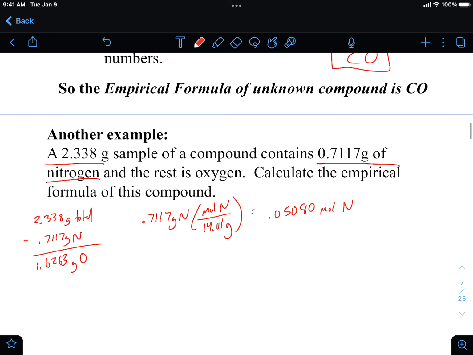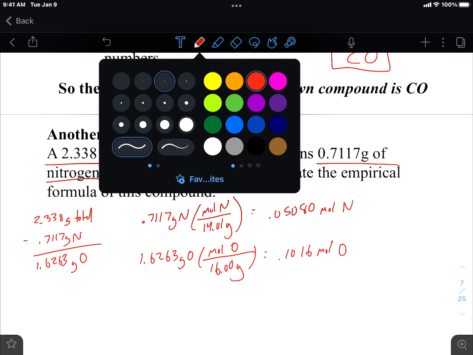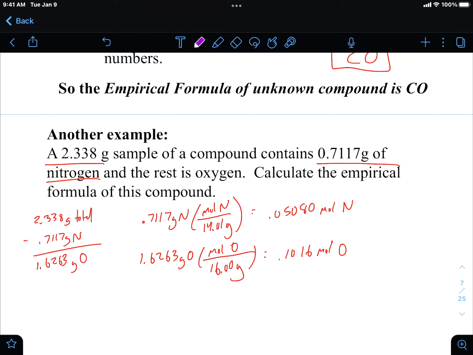Okay, and now that we know the oxygen, 1.6263 grams of oxygen. A mole of oxygen is 16.00. That gives 0.1016 moles of oxygen. Okay, there's my moles of both. The second step is to divide both of these by whichever number of moles is smaller.